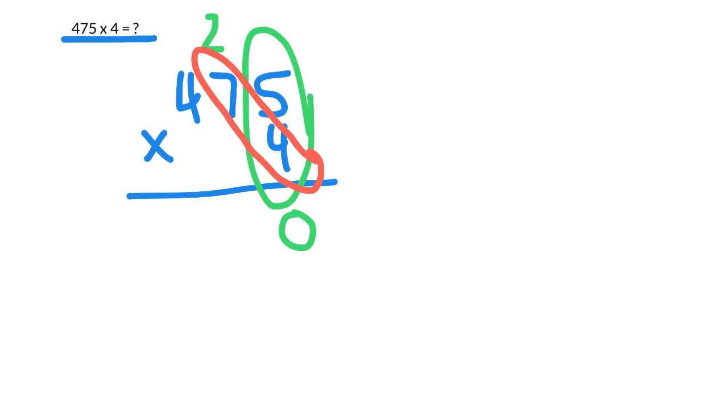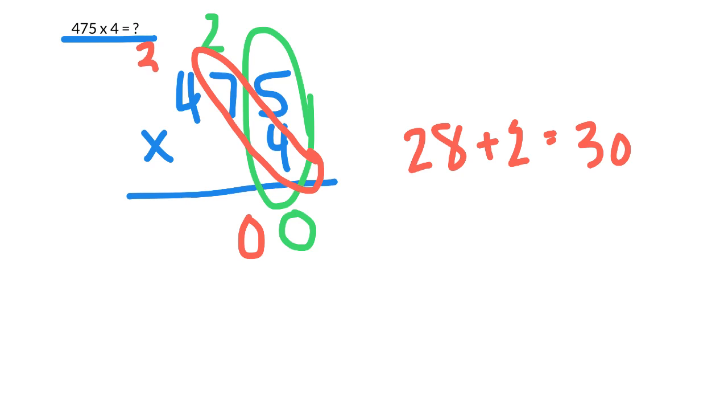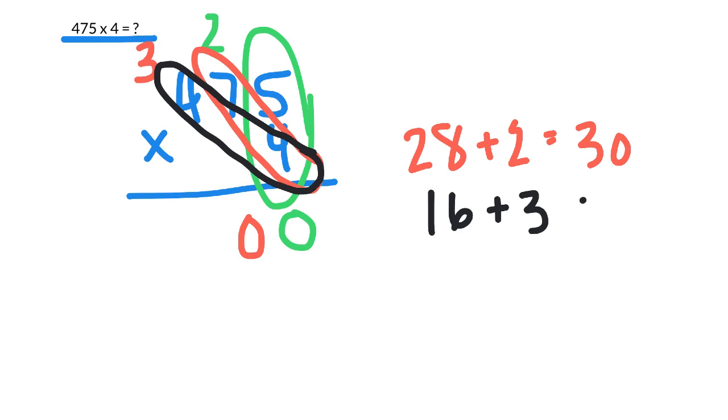which is 28. And then I will add the 2 that I carried, which is 30. So I would put 0 and then carry my 3. And then finally, I will do 4 times 4. 4 times 4 is 16, plus the 3 that I carried would be 19.